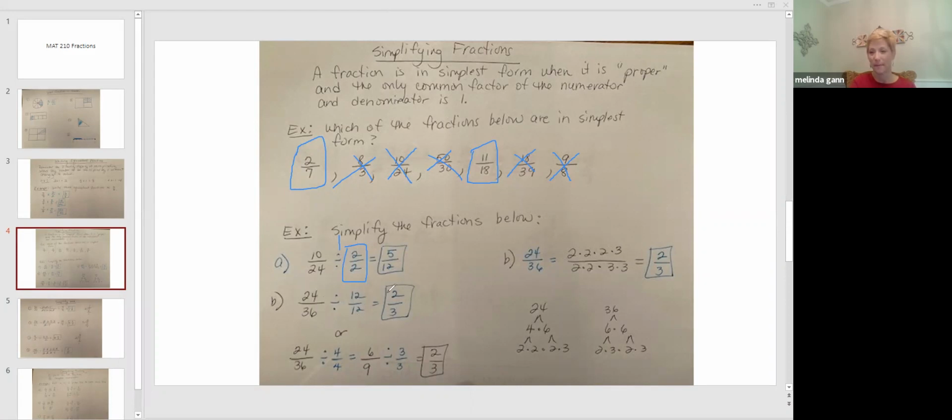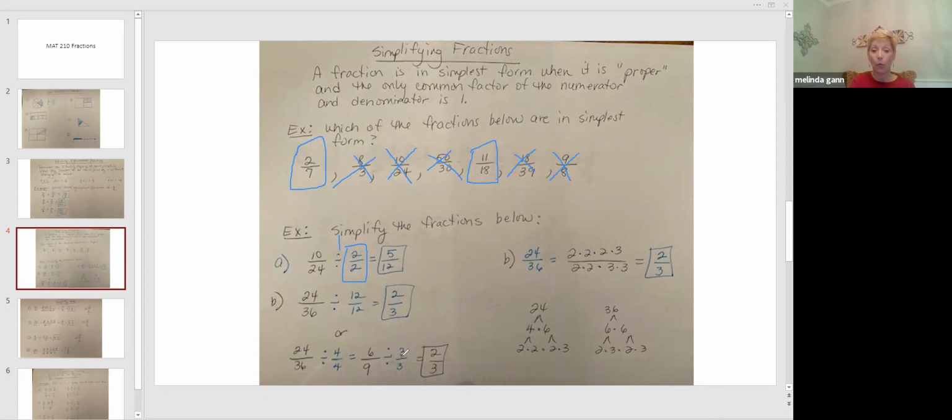Now, what if you don't use the greatest common factor? Well, if you don't use the greatest common factor, you're going to have to do it more than once. Like 4 is a common factor, but it's not the biggest one. So look what happens if I choose 4 divided by 4. Well, 24 divided by 4 is 6, and 36 divided by 4 is 9. But see, that's not in simplest form because they have a common factor of 3. So I've got to do it again.